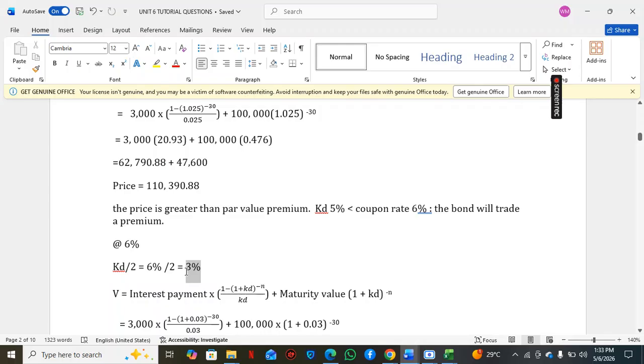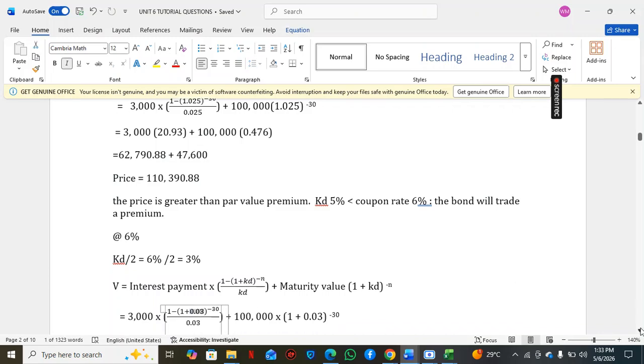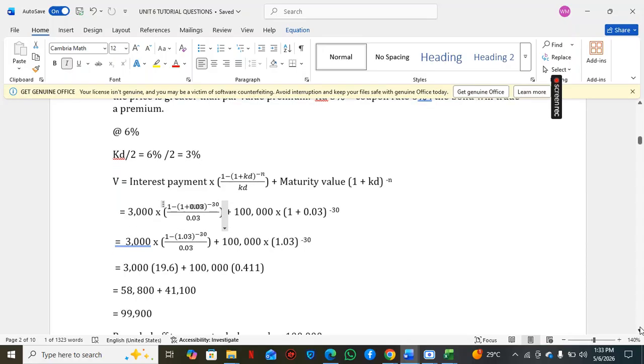Everything else stays the same. Okay. Interest payment is still 3,000. Maturity value is still 100,000. It's just that this cost of debt will change in this formula here to be 0.03, which is 3%.